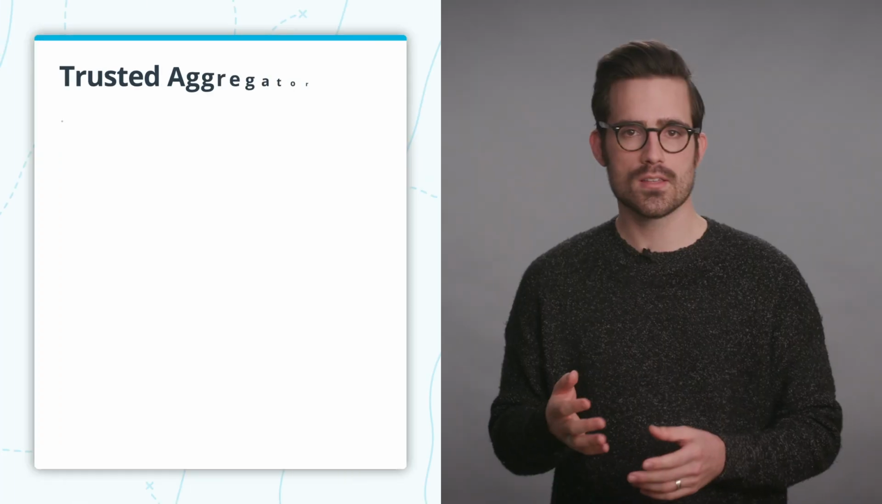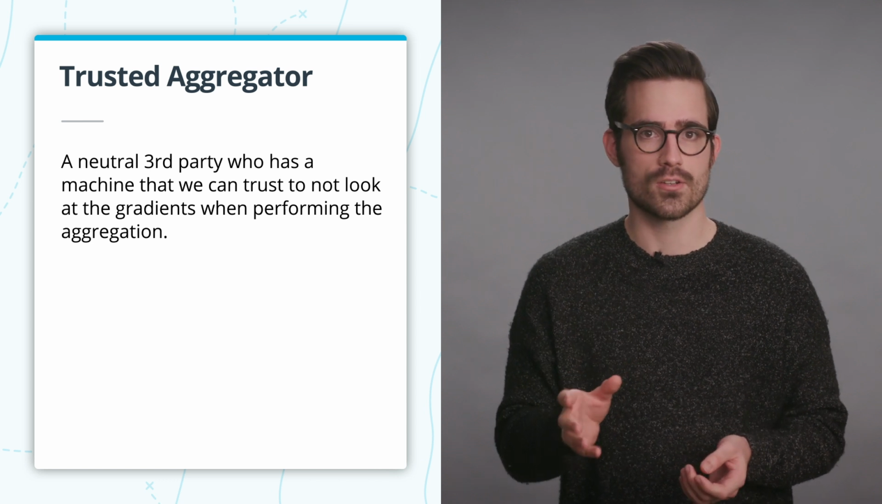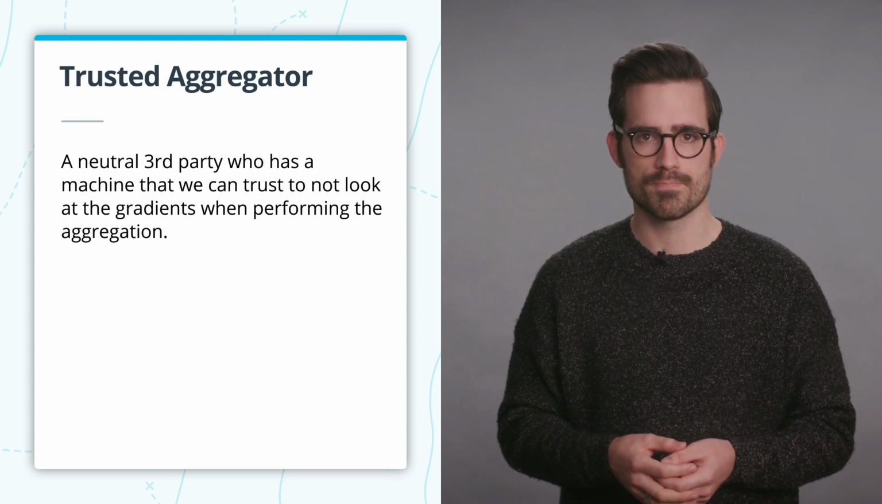And so this brings us to our first lesson of this course, where we can use the same technology, the same API from the last lesson, to instead have a trusted aggregator. In theory, this is a neutral third party who has a machine that we can trust to not look at the gradients when we perform the aggregation.